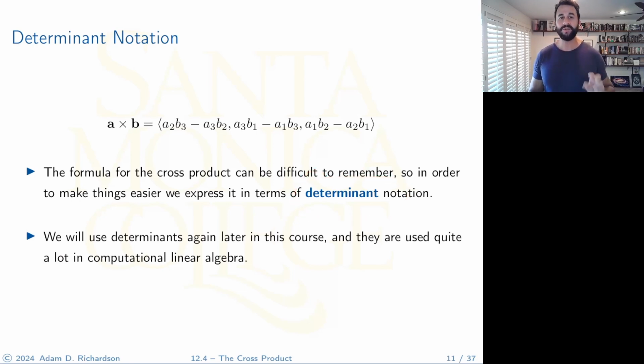The determinant notation is really just a structure that makes it easier to remember what this vector is. If you would like to memorize the vector as it's written, be my guest. Go for it. If you can memorize it and not forget it and not mess it up, congratulations. I would definitely mess it up. So I always prefer the determinant notation.